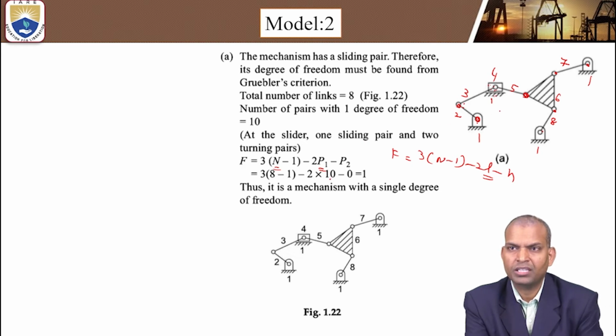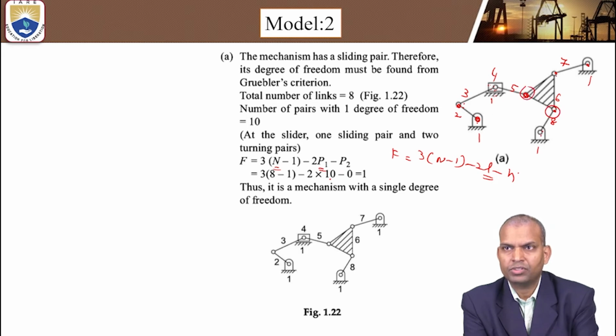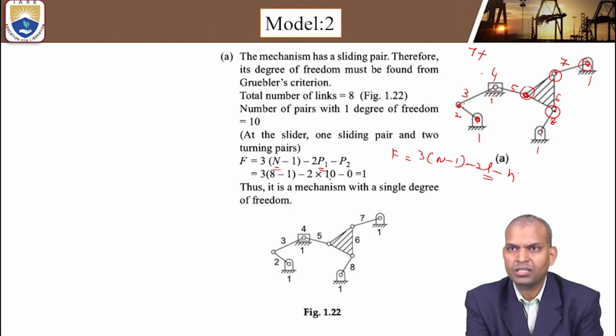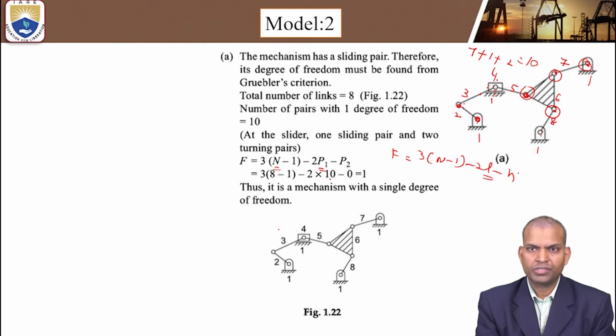How many higher pairs are there? Higher pairs H equal to 0. So here, all of you pay attention. It is 1, 2, 3, 4, 5, 6, 7. 7 plus, how many lower pairs are there here? 7 plus 1, 8. This is a ternary joint. Links 3, 4, 5 is ternary. One ternary joint equal to 2 binaries. 2, that is 10. L equal to 10 lower pairs.